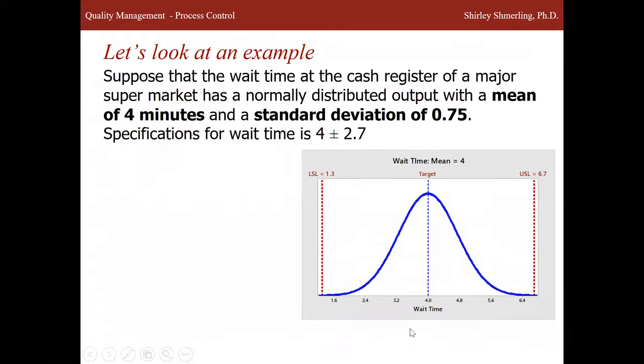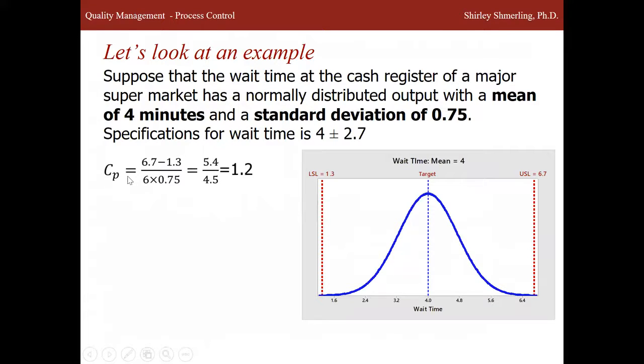Let's look at another example. Suppose that we're looking at the wait time in a cash register of a major supermarket. And let's assume the wait time is normally distributed with a mean of 4 minutes and a standard deviation of 0.75. And let's assume that the specification for the customer, for whatever reason, is 4 plus or minus 2.7. In other words, no more than 6.7 minutes, and for some reason, they don't want to be less than 1.3. Maybe they think they don't get enough attention.